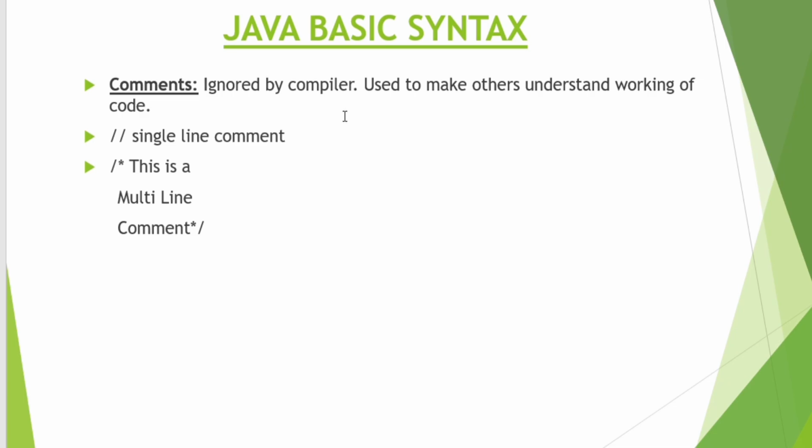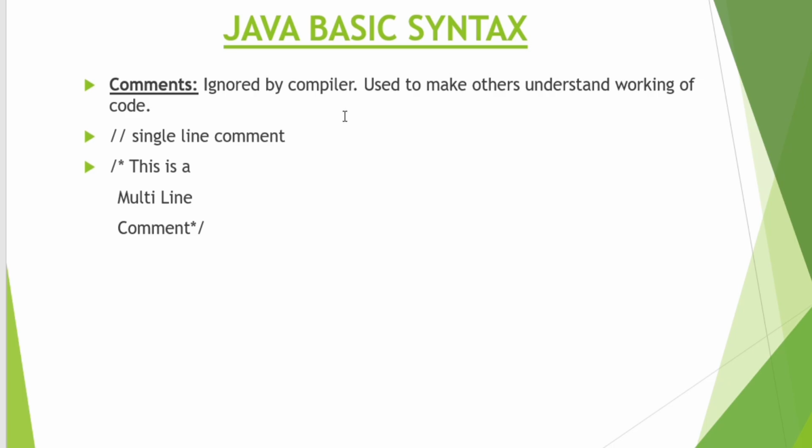In the comments you should write whatever that particular line of code is doing, whatever that particular function is doing, so that others can easily understand. The compiler will simply ignore it while compiling, but it will help others to understand your code. There are two types of comments: single line comments and multi-line comments.